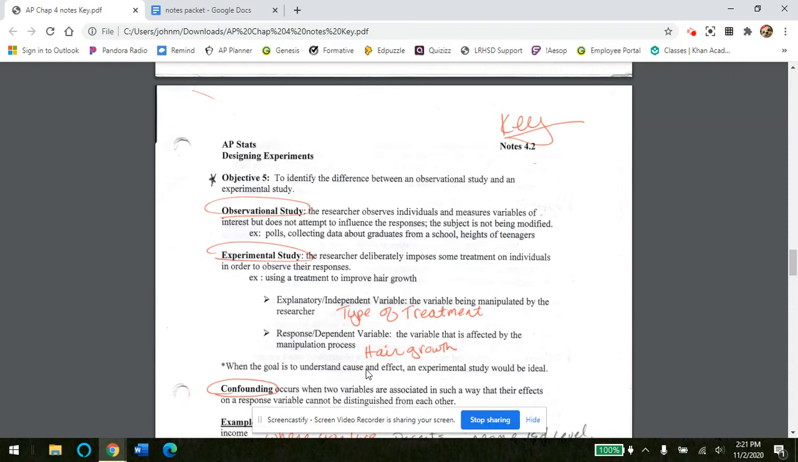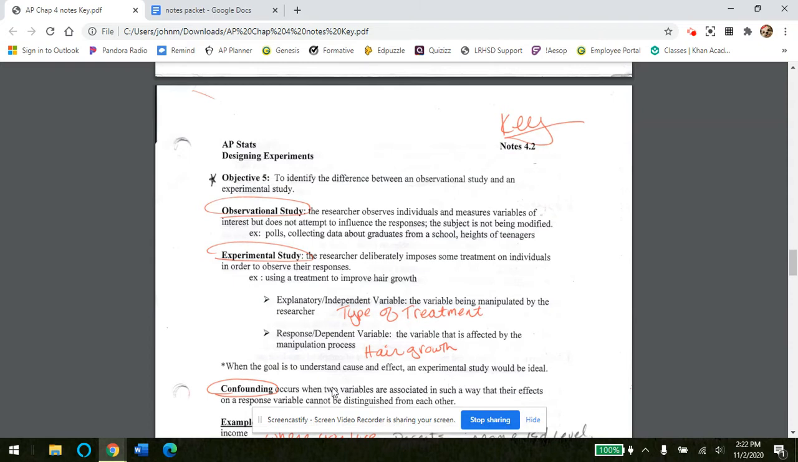When you're trying to understand cause and effect, this is a real big deal, then really a controlled experiment is the best way to figure out cause and effect. You can't determine cause and effect if it wasn't in a controlled experiment. Otherwise, it's just a relationship. They're just related to each other otherwise. Okay.